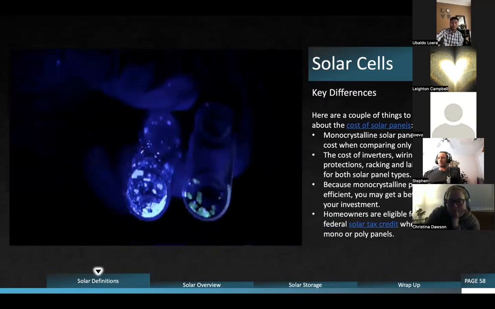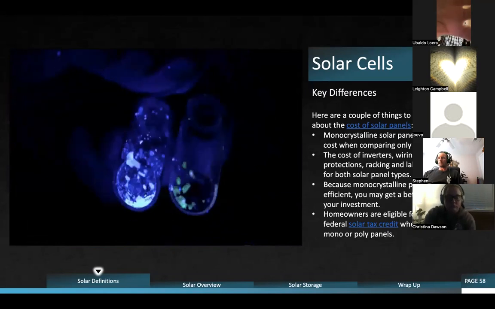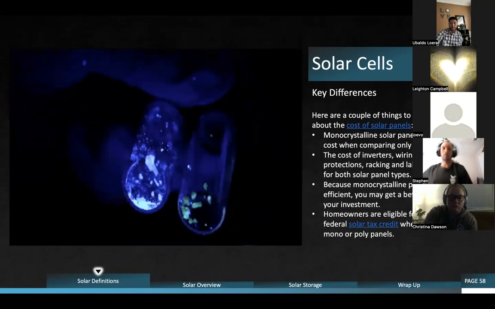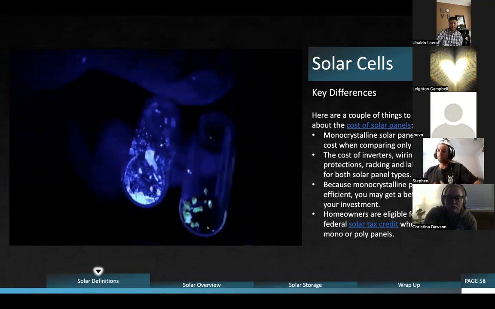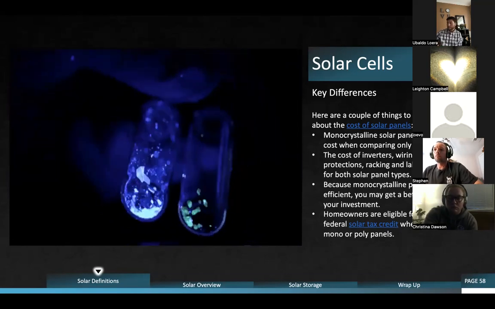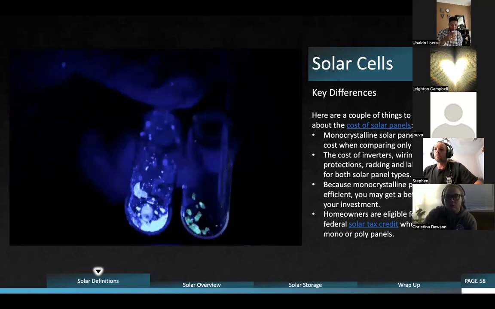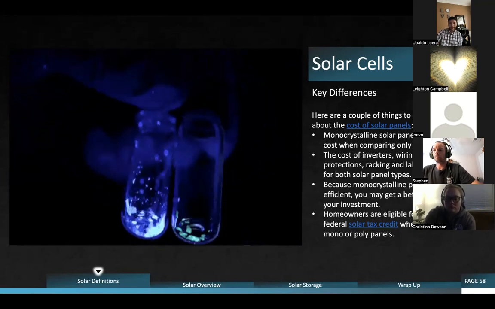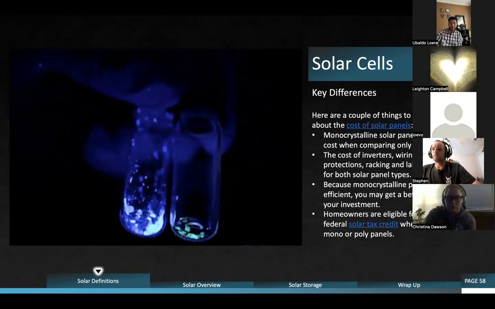So here's a couple of these key differences. Monocrystalline solar panels have a higher cost when comparing only the panels. The cost of the inverters, the wiring, the electrical, the protections, racking, and labor is the same price for both types of panels. Okay. Because monocrystalline panels are more efficient, you may get a better return on your investment. And homeowners are eligible for the federal tax credit, whether they choose mono or poly panels, it doesn't matter.